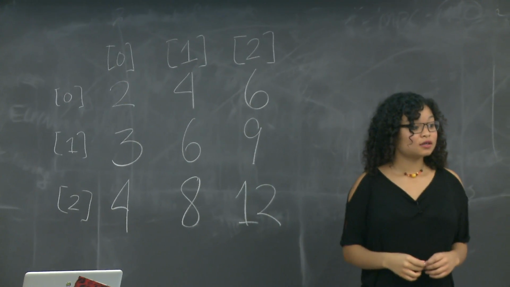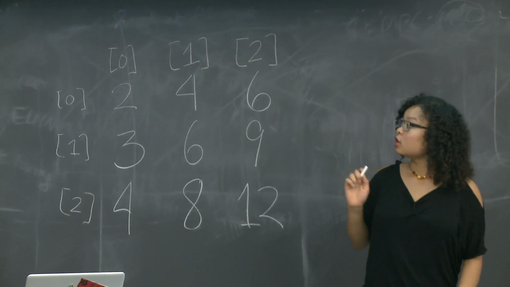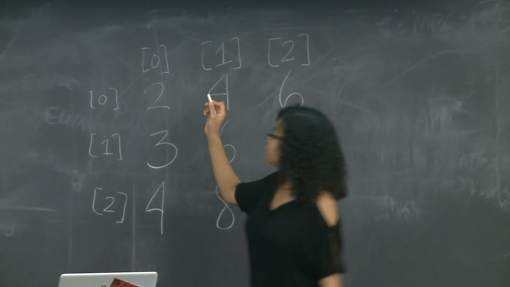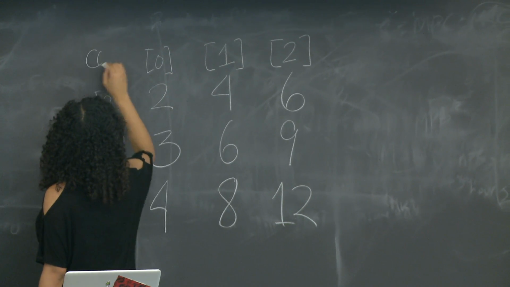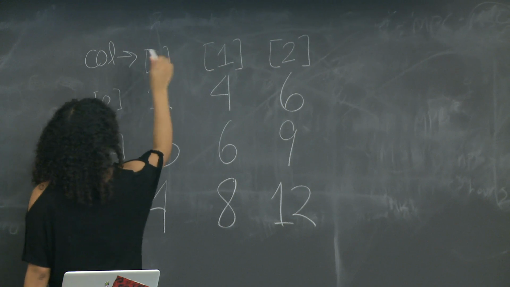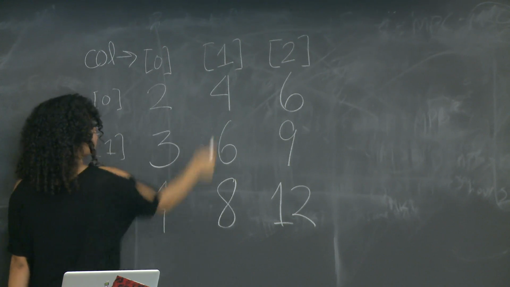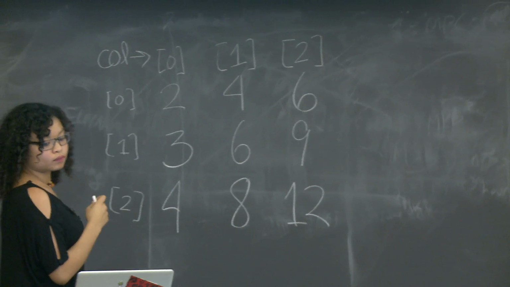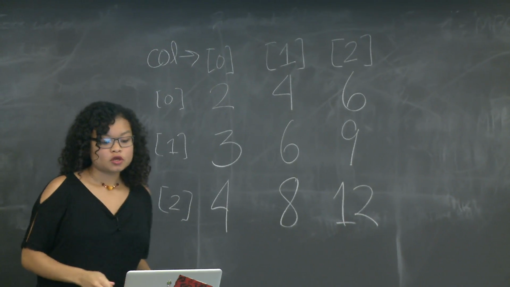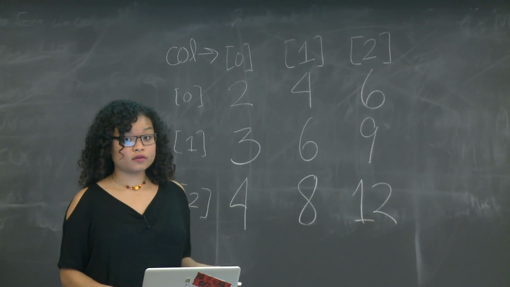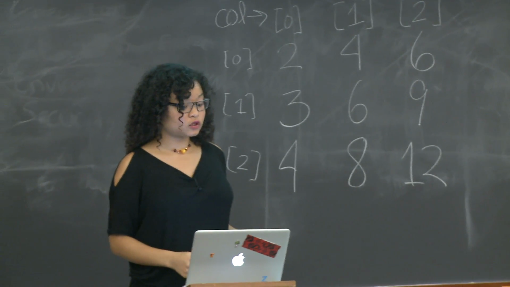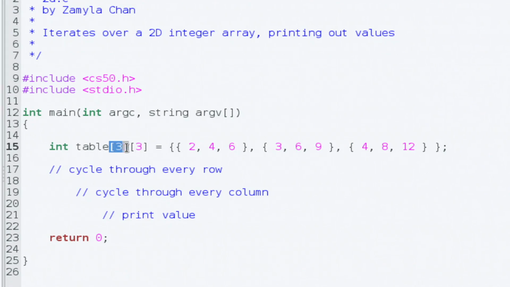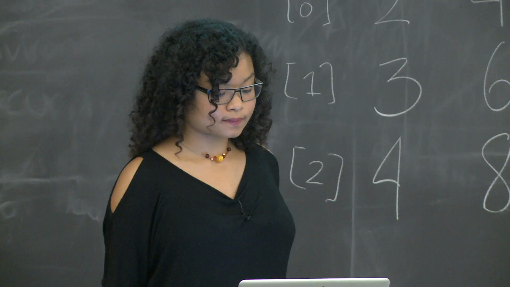Yes? Which tree is the column and which one is the row? So the columns are these ones. This is column 0, this is column 1, this is column 2. I mean, in the declaration in table 3.3. So when you're declaring the 2D array, the first number in the square brackets is going to be how many rows you have, and then the second one is going to be how many columns.